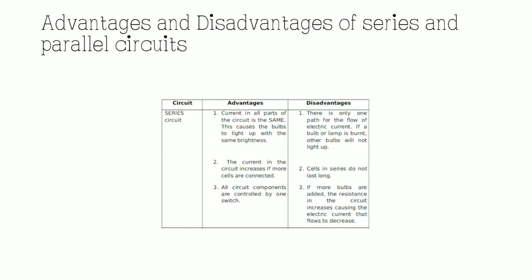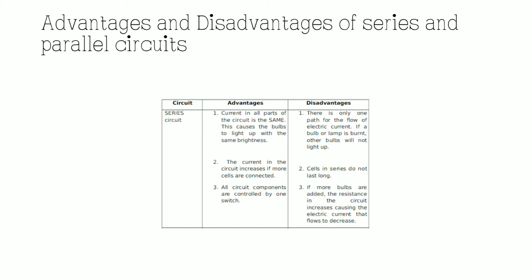So we have given below the disadvantages and also the advantages of series and parallel circuits. If you look at the series circuit, the advantages are that the current in all parts is the same. This causes the bulbs to light up with the same brightness. The current in the circuit increases if more cells are connected. All the circuit components are controlled by one switch.